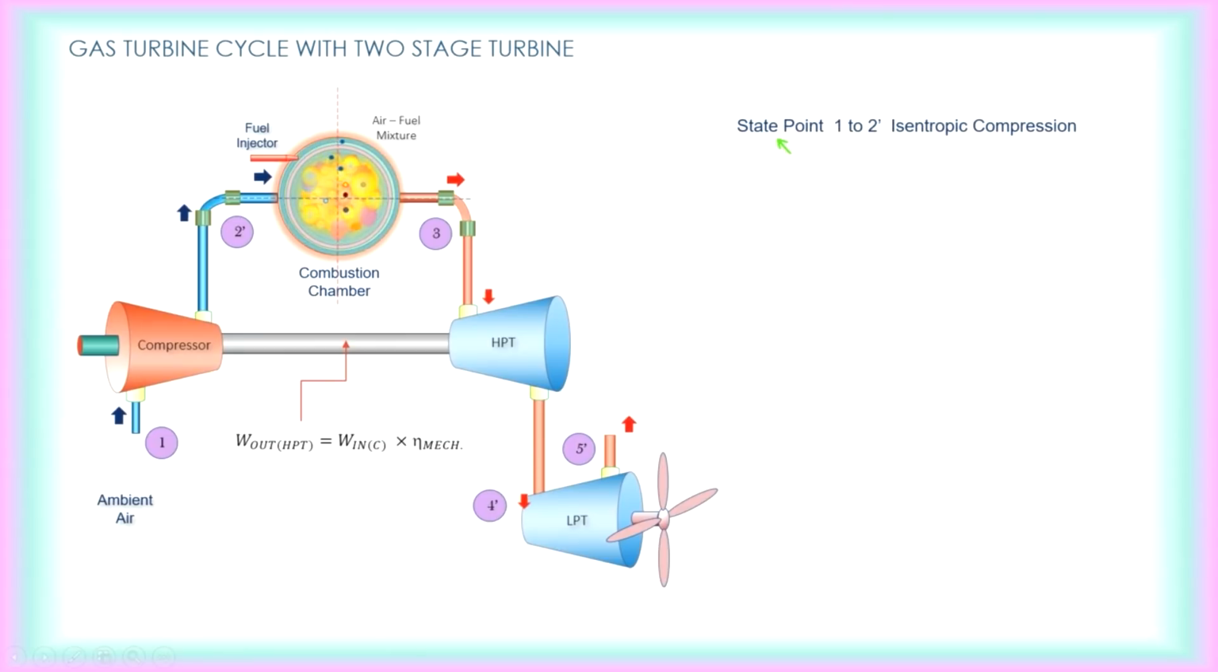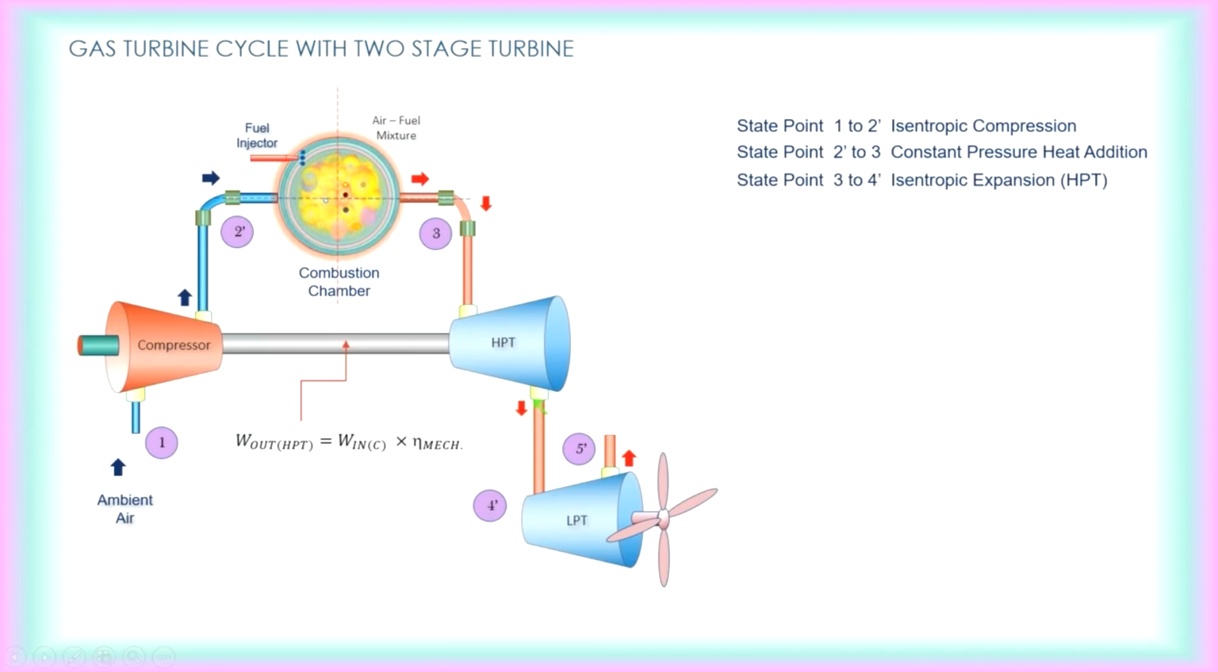So based on that, when you look at state point 1 to 2 prime, the air would have undergone an irreversible process due to internal friction. State point 1 to 2, where it will undergo isentropic compression. Then from state point 2 to 3, it will undergo a constant pressure heating. 3 to 4, again here, it will undergo an isentropic expansion in the high pressure turbine.